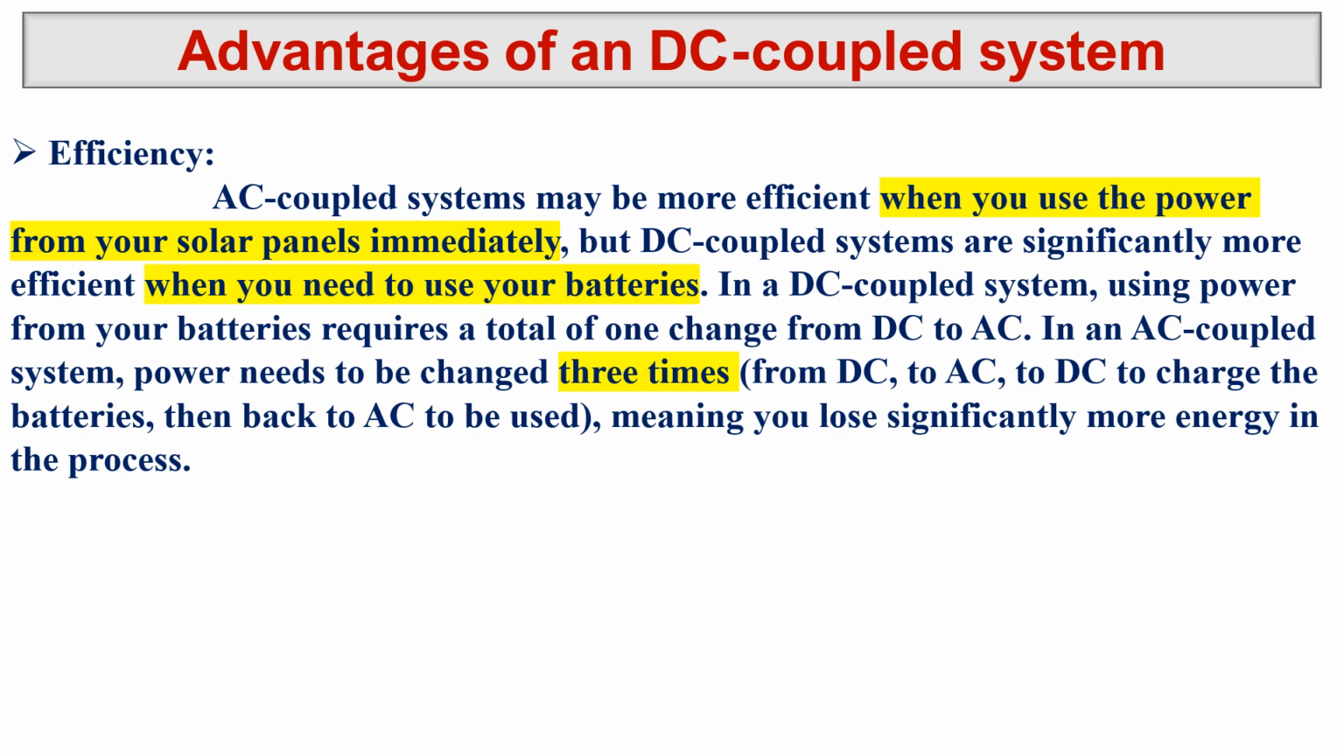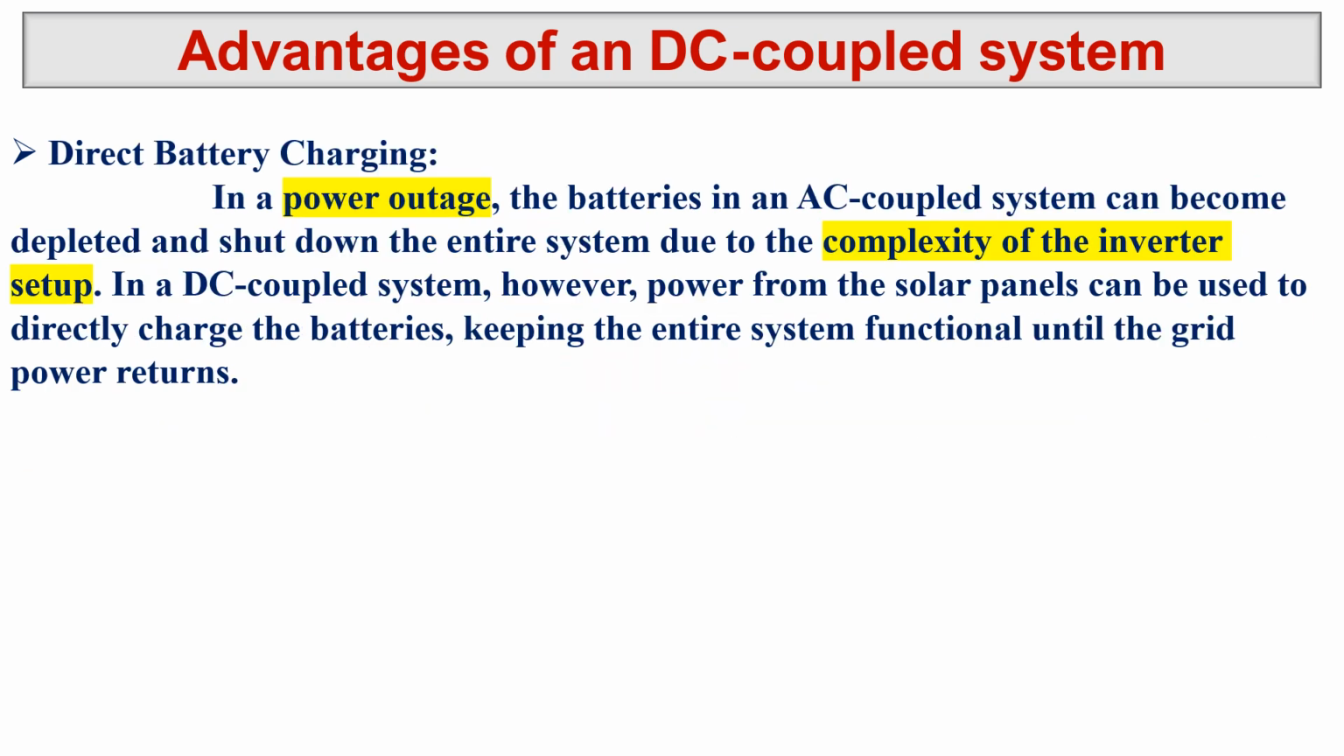Okay. The DC coupled system, what is the advantage of the DC coupled system? When you use power from the solar panels immediately, it is fine, but DC coupled systems are significantly more efficient when you need to use the batteries. Whenever you need to store energy in the battery, as I said, the DC coupled system is more efficient, because in a DC coupled system the charging is important. Then direct battery charging, that is one of the things in the DC coupled system.